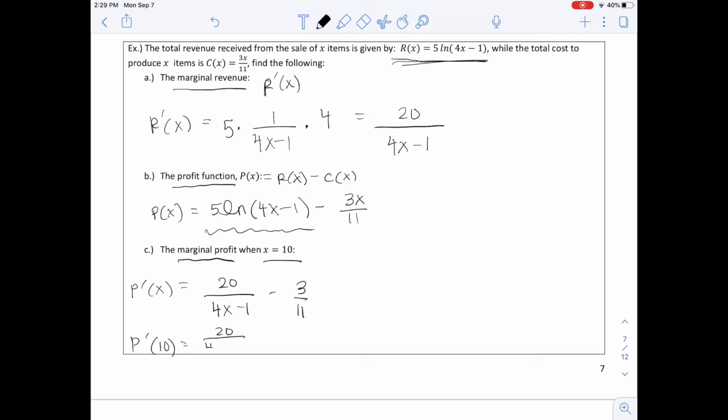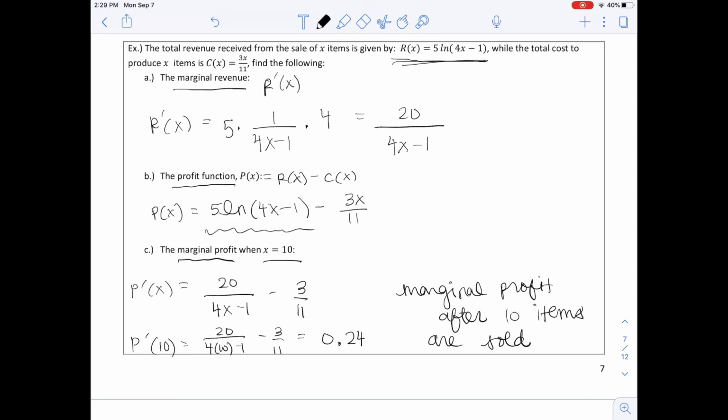So going ahead and substituting in 10 for x and working this out, we arrive at 0.24, again rounding to 2 decimal places since we are dealing with money. This is telling us that our marginal profit after 10 items have been sold is 24 cents. So at least we're still making money off of this item.